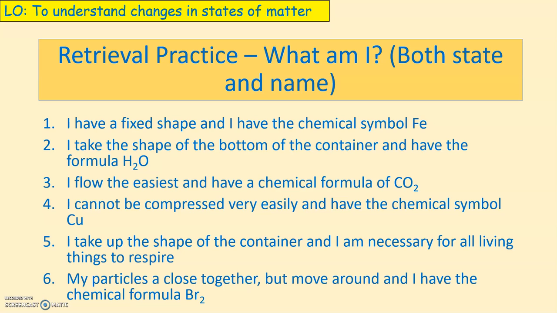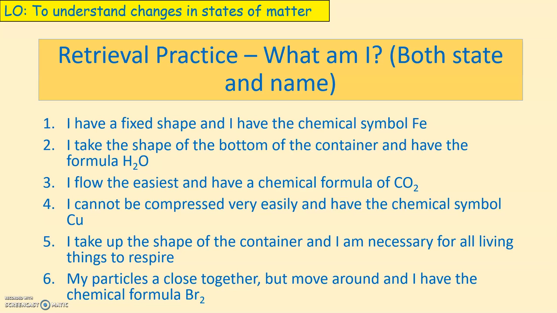Solid, S-O-L-I-D, state has got a fixed shape. You can see that the particles are tightly arranged together and they don't take the shape of whatever container they're in. They remain the same, okay? The example I gave from last lesson is, imagine a Rubik's cube. If we drop a Rubik's cube in a bowl, it's still going to be a cube. It's not going to change to form the shape of the bowl, if that makes sense.